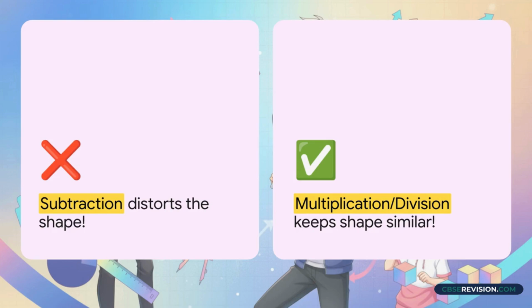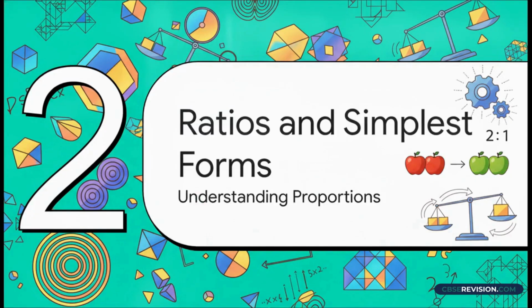To keep the shape looking perfectly similar, we absolutely must use multiplication or division. Dividing both the width and the height by 2 or multiplying them by the exact same number is what keeps the image looking perfectly natural. Moving right along to Section 2, Ratios and Simplest Forms, where we understand proportions.